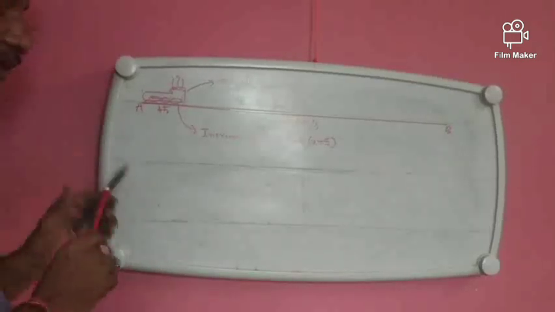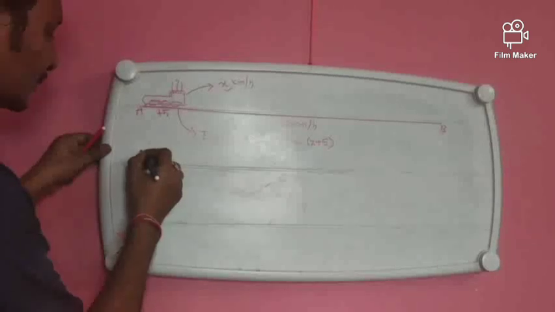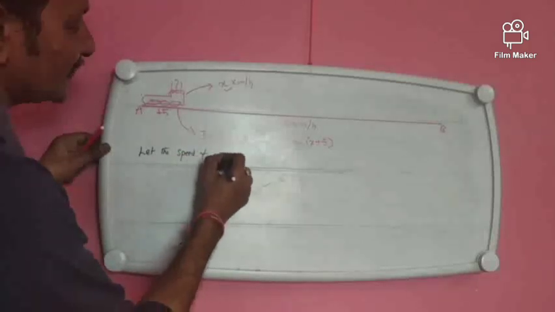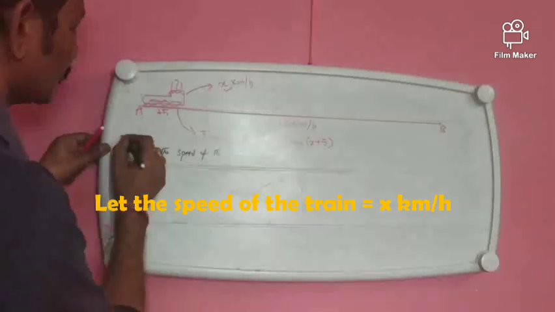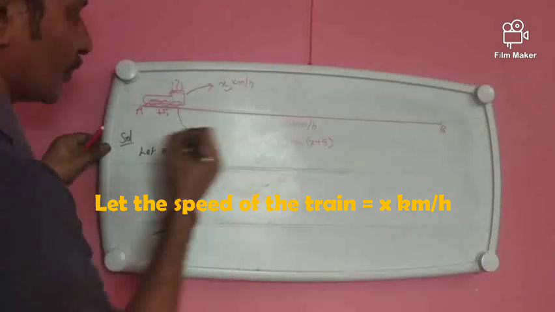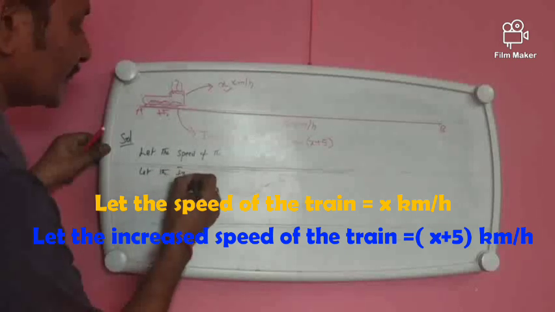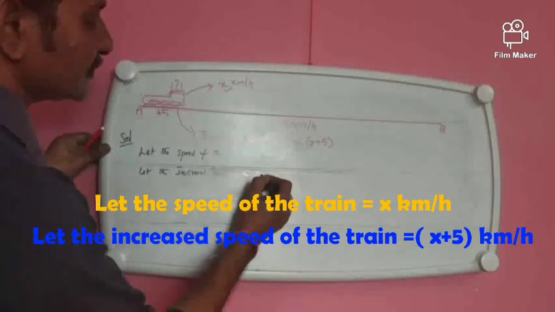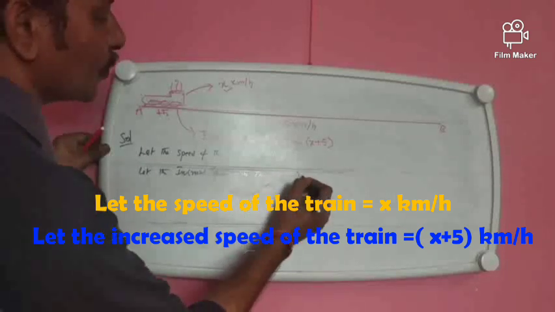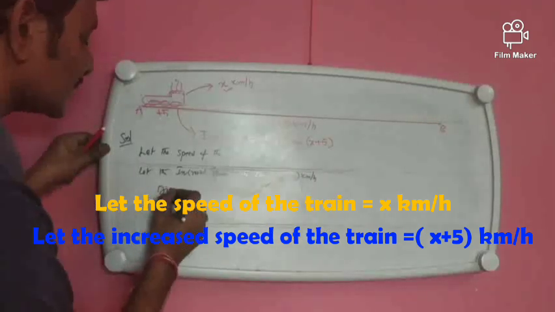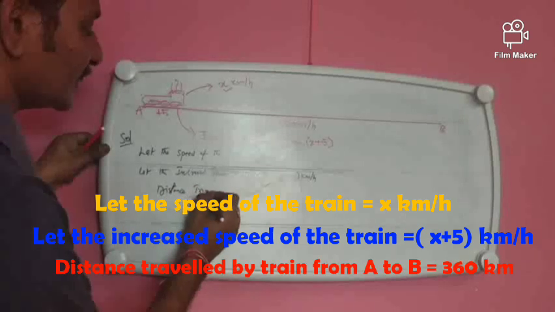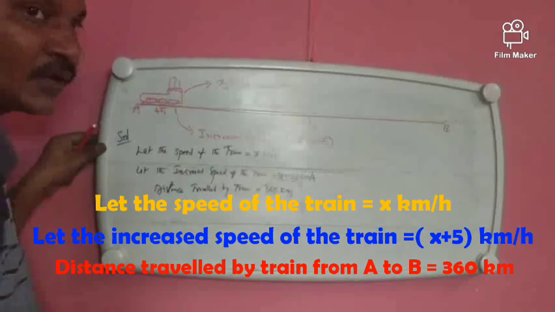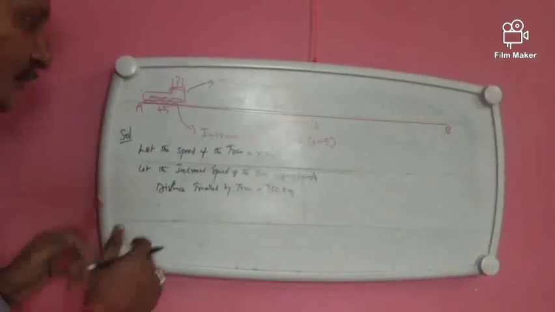So now I will write the statements of the problem. The first statement: let the speed of the train be x kilometers per hour. Let the increased speed of the train be x plus 5 kilometers per hour. The total distance traveled by the train is 360 kilometers. Now here we have to use the formula for time. What is the time formula?